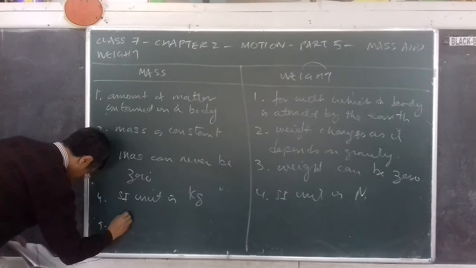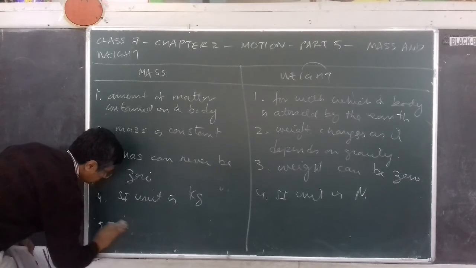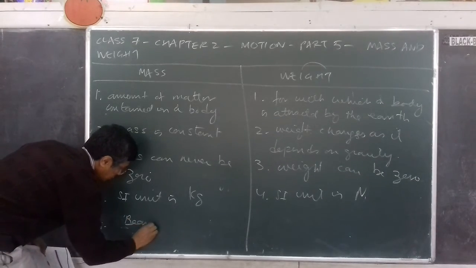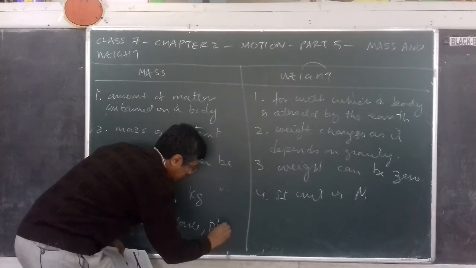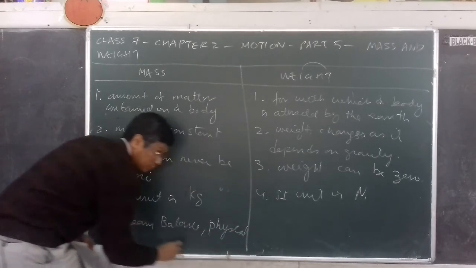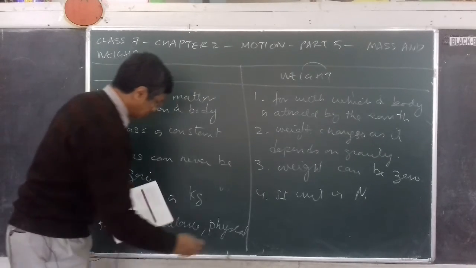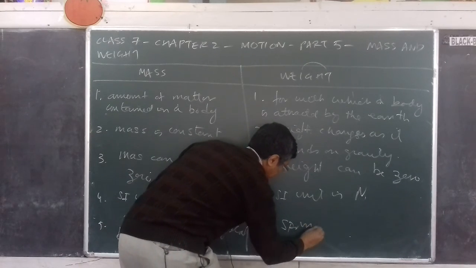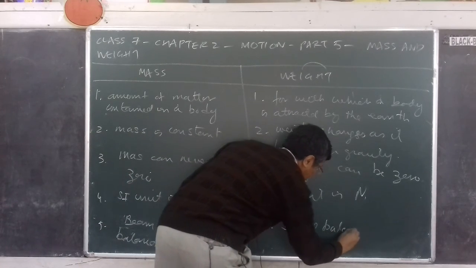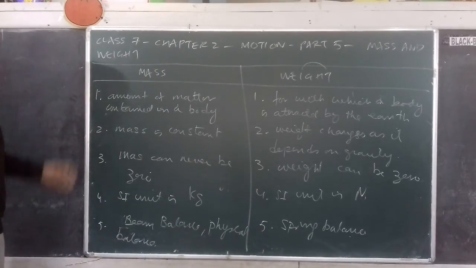And the last one is the device used for measurement. For mass we use a beam balance or physical balance to measure it, whereas for weight we use a device called a spring balance. So these are the differences between mass and weight.